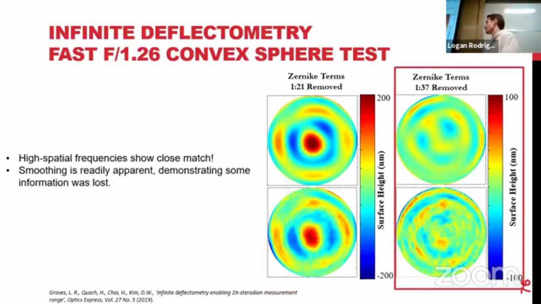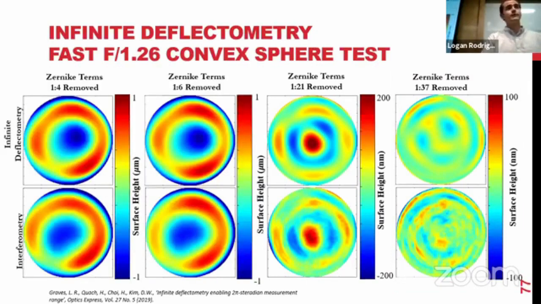However, most exciting was the high spatial frequency terms. We see very good matching between the interferometer and the infinite deflectometry system, meaning that we can now do optical quality testing of convex optics with this technique using deflectometry. Of course, there are smoothing effects that are more apparent, and that will have to be addressed in future research.